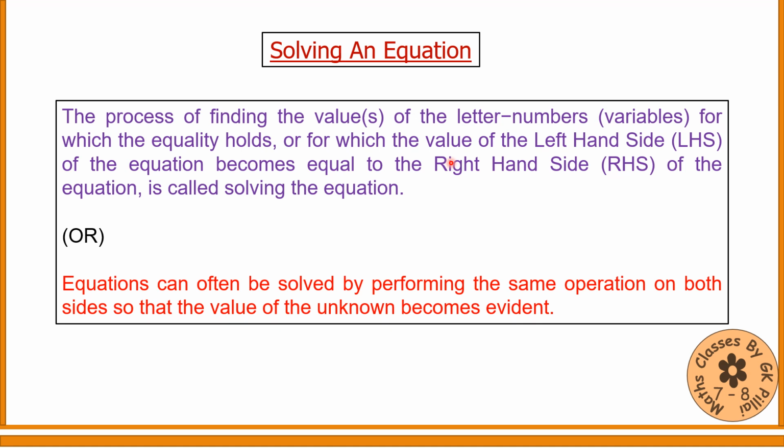Ultimately, when you do the solving part of an equation, you will get the value of the unknown so that the left side will be equal to the right hand side of the given equation. Here it's a very simple definition. This is the theoretical one and this is the practical one. Equations can often be solved by performing the same operation on both sides so that the value of the unknown becomes evident. This you will be able to understand better when we do the sums.